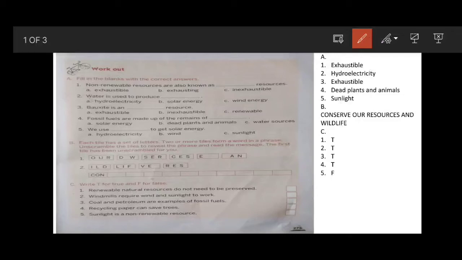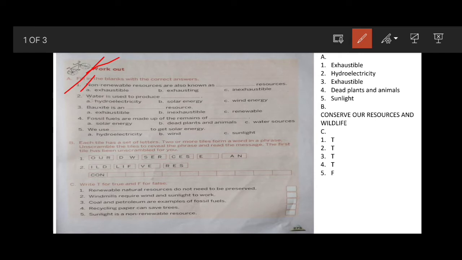Hello children, in this class we will discuss Social Studies Lesson 8, page 275, workout, exercise A. Fill in the blanks with the correct answers. Question number 1. Non-renewable resources are also known as dash resources. Options are exhaustible, exhausting, inexhaustible. So the answer is option A, that is exhaustible.